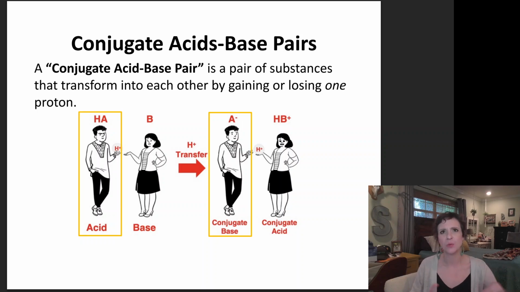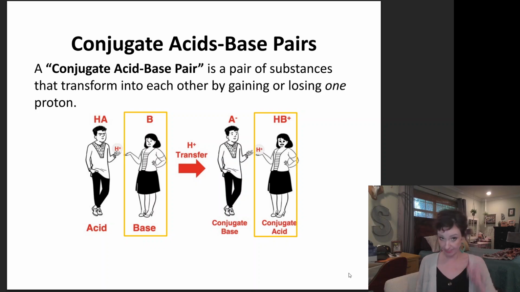Okay, notice how I've been using the words like, these are the same dudes on both sides, but just now with the absence or presence of an extra proton. This leads to the establishment of something known as a conjugate acid-base pair. A conjugate acid-base pair is a pair of substances, one being on the reactant side and one being on the product side. It's a pair of substances that transform into each other by the gaining or losing of a proton. So here I've boxed off a conjugate acid-base pair. The pair is the guy before he donated his proton and the guy after he donated his proton, okay?